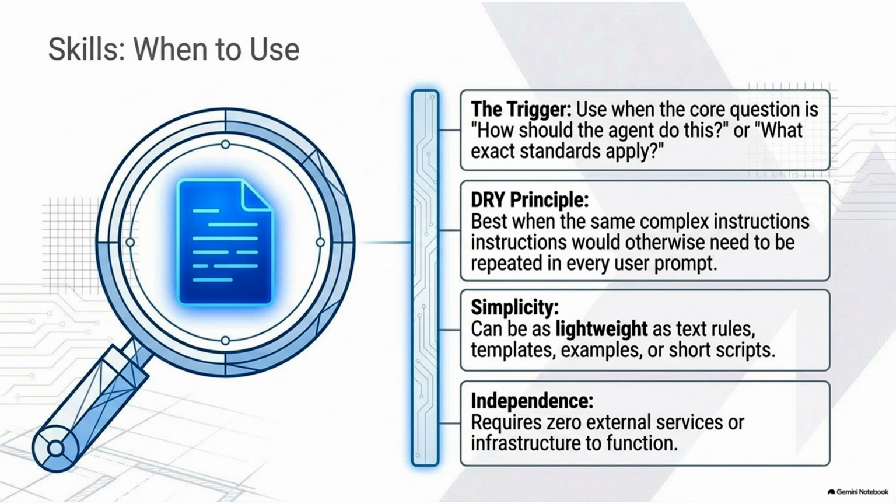So when exactly should you use a skill? The trigger is simple. Use one when the core question is, how should the agent do this? Or what exact standards apply? The underlying principle is DRY. Don't repeat yourself. Skills are best when the same complex instructions would otherwise need to be repeated in every single prompt. And they're simple by design. A skill can be as lightweight as text rules, templates, examples, or short scripts. It requires zero external services or infrastructure to function. That independence is what makes it so easy to adopt.